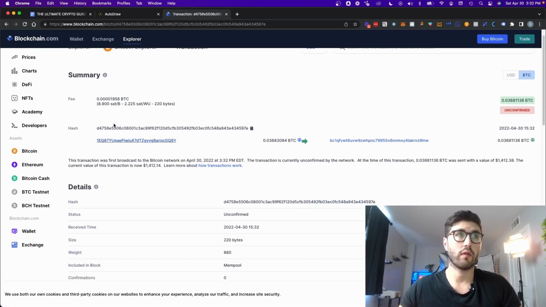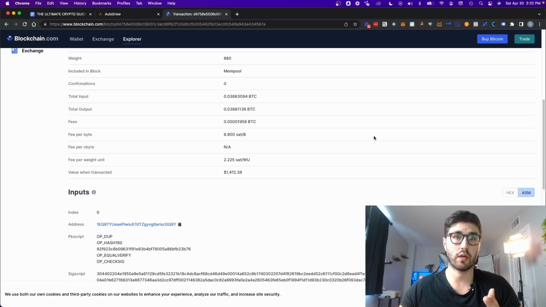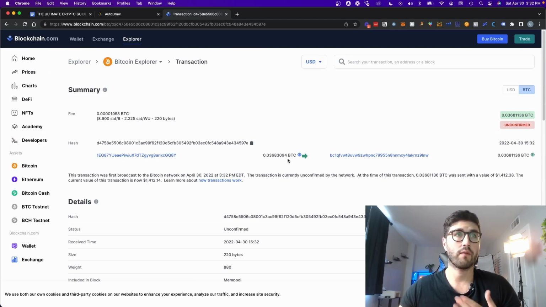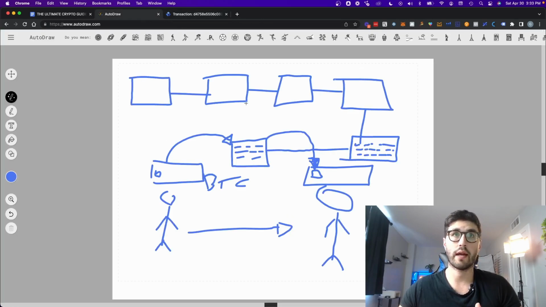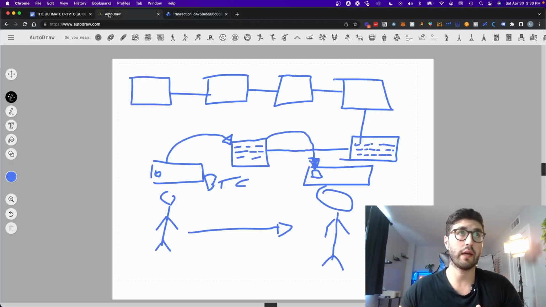So as you can see, this is, for example, a transaction that has been started, but it has not been confirmed yet. But once it is confirmed, it's going to stay on the ledger on this network forever, right? It cannot be altered, it cannot be changed. So this is what a blockchain is in very simple terms, okay?